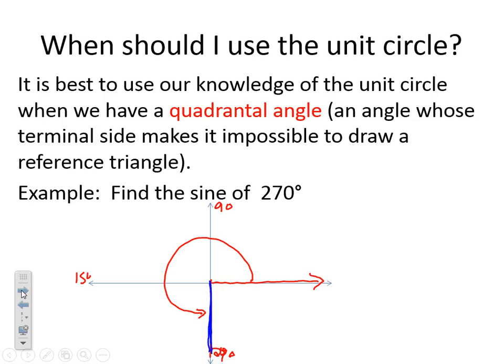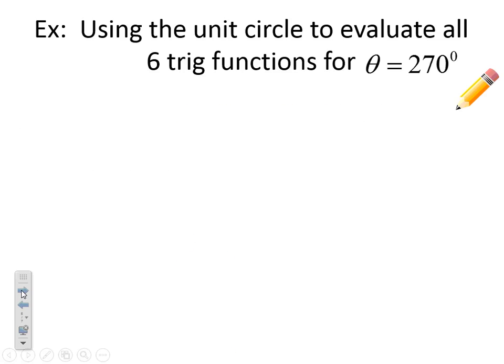Okay, I have 2 examples for you and we will be all done. Here's example number 1. We're going to be using our unit circle to evaluate our 6 trig functions for angle theta, which is 270. So this, ladies and gentlemen, has to go in your notes. It can't go on your chart, your unit circle. It has to go in your notes.